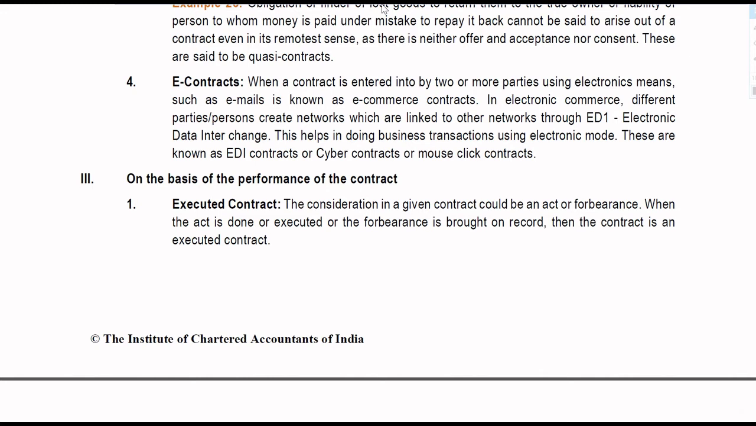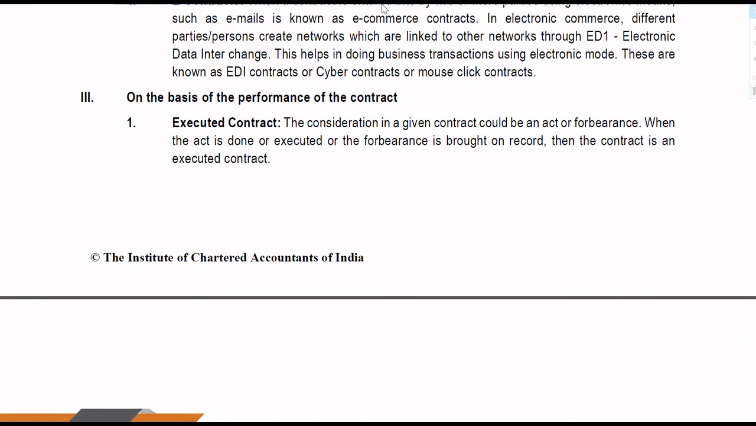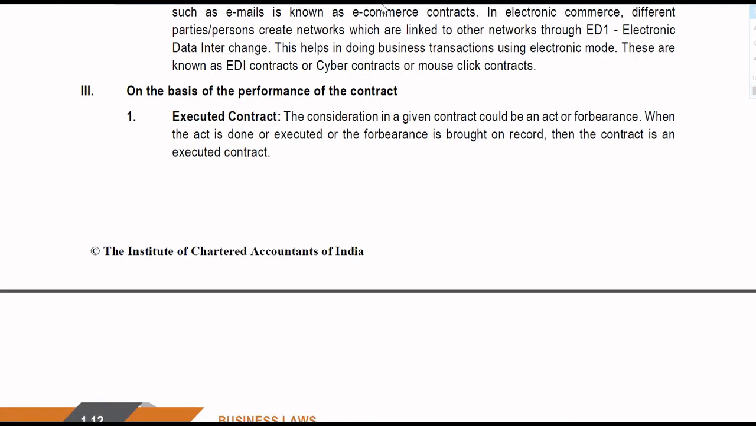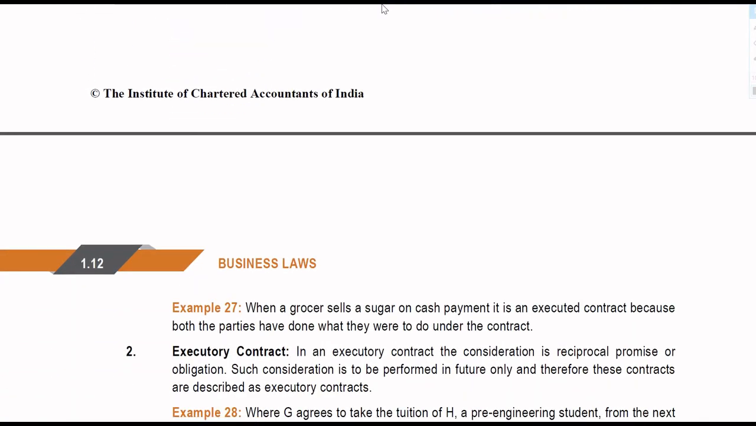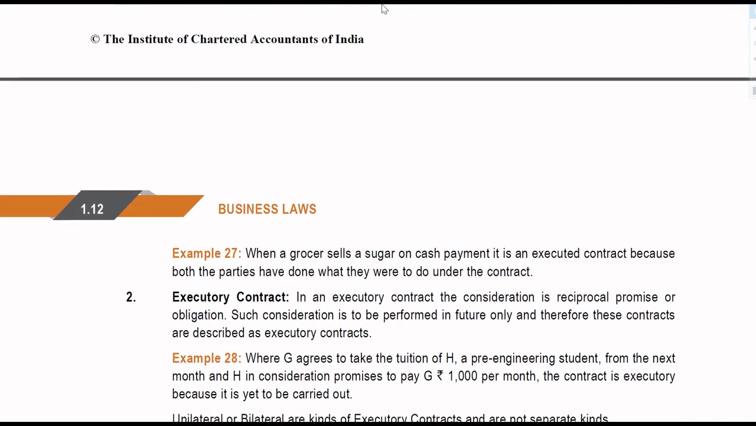The consideration in a given contract could be an act of forbearance. When the act is done or executed, or the forbearance is brought on the record, then the contract is executed. Example: when a grocer sells sugar on cash payment, it is an executed contract because both the parties have done what they were to do under the contract.